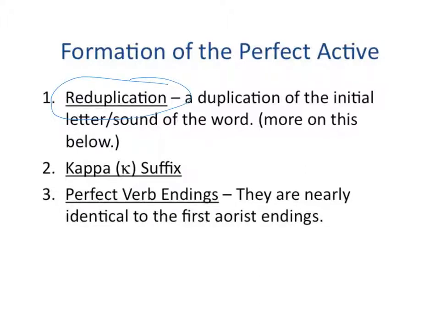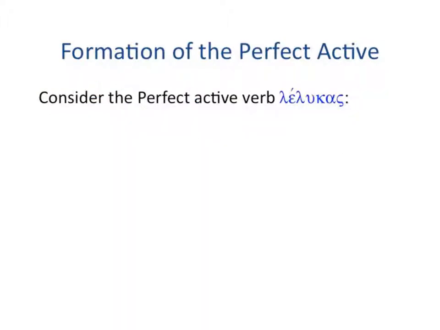The original initial letter sound of that word is repeated with an epsilon. So it's kind of a stuttering at the beginning, and we'll show you that when we get there. There is an infix or a suffix, I guess. So after the stem, you add a kappa, and then after that kappa, you add the perfect verb endings. So consider the active verb lelukas. We begin with lu, our tense stem, because again, lu has a common tense stem throughout every tense.